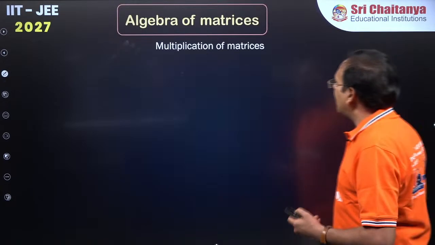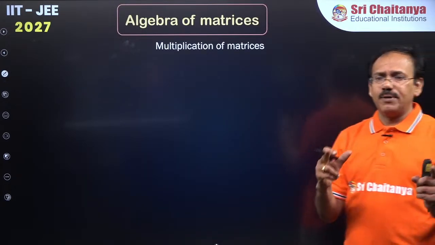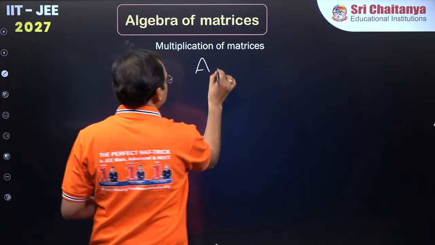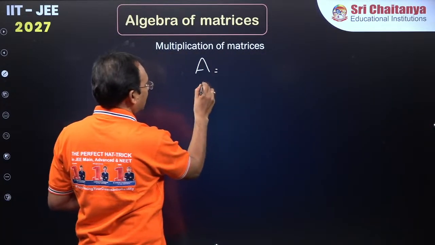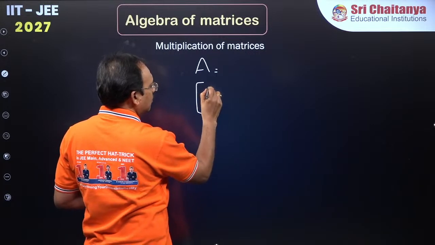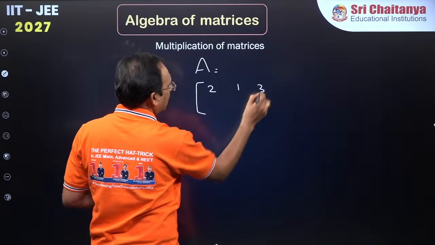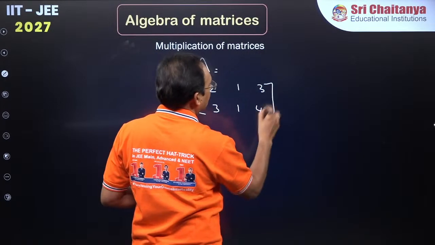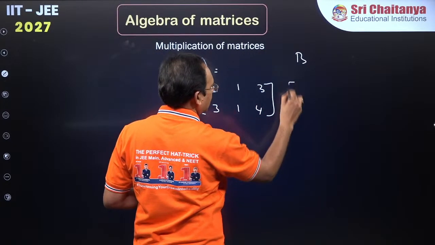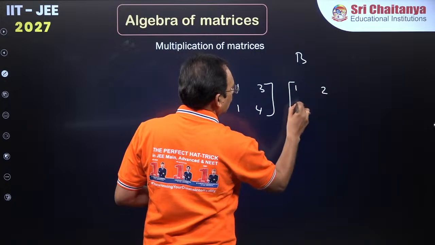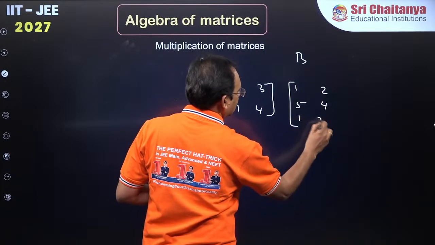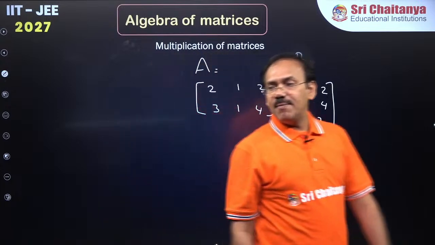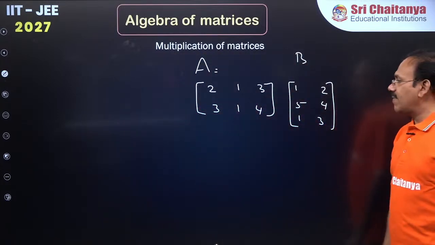Okay, fine. Now, let us try one more example. All of you try to find this product. Let me write here, A is 2, 1, 3, 3, 1, 4. This is A. B is 1, 2, 5, 4, 1, 3. Find AB, everyone, find the AB matrix.